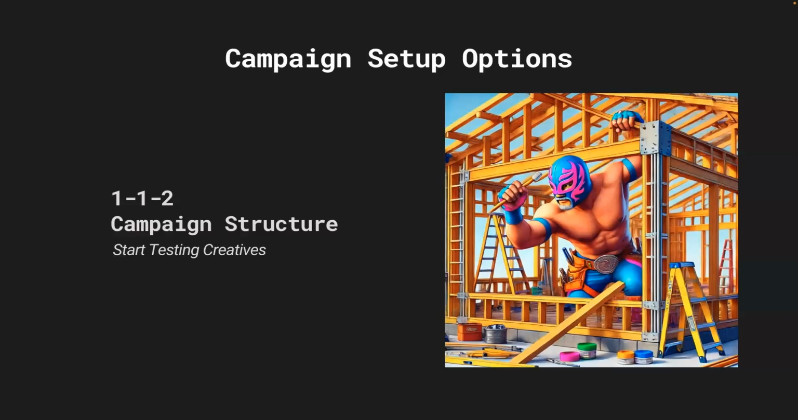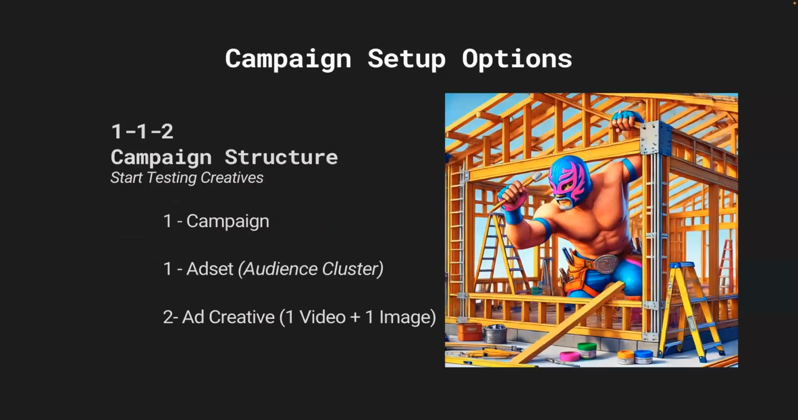Second thing I do, I want to start testing creatives. So sometimes I'm just going to have a campaign that I'm forcing the cattle corral down. Now let's say I want to test a little bit. Okay. So when I'm going to test a little bit, I'm going to set up a 1, 1, and 2 structure. It's always one campaign, one ad set, one audience, and 2 different ad creatives at the ad level.